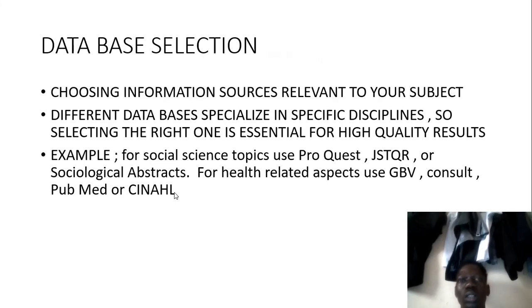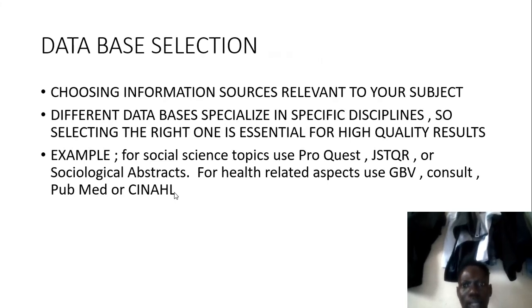If you go to .org, that's not a source that we need. You're reading a biology textbook, but we are talking about GBV. That's not relevant. So you have to choose an information source relevant to the subject. Maybe articles on GBV, novels or books that have touched on that, newspapers that have talked about it. Then different databases specialize in specific disciplines. So selecting the right one is essential for high quality results.